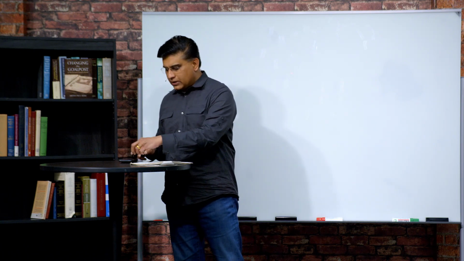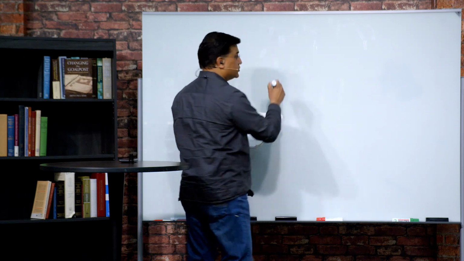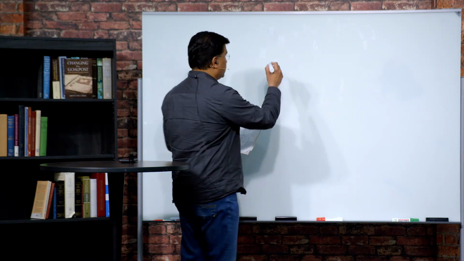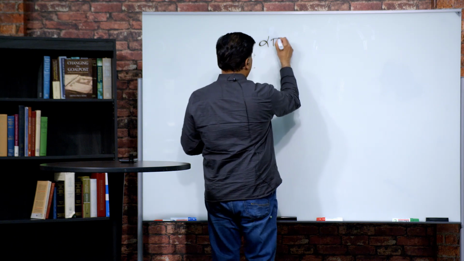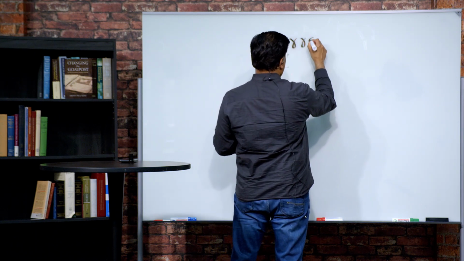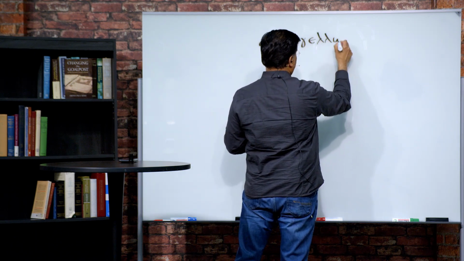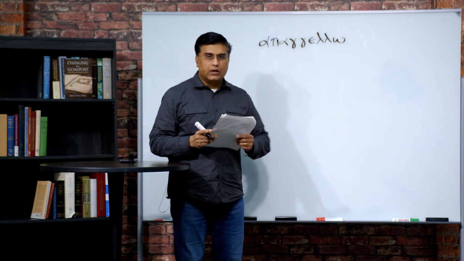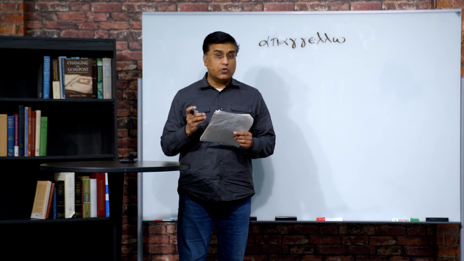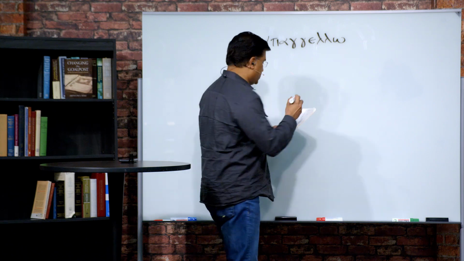The first word is apongelo. Apongelo is to declare or to announce. Next is dioko. Dioko, to persecute.